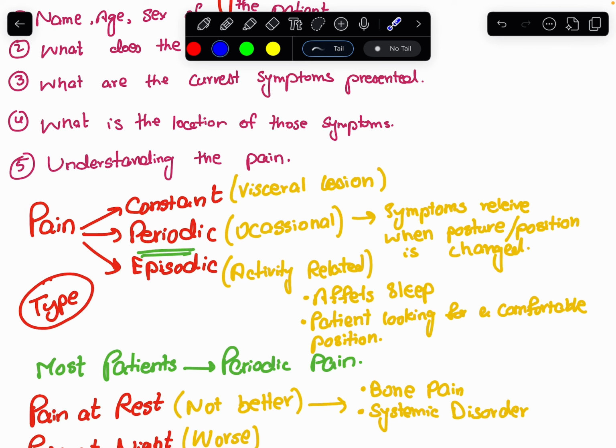So you have to assume that maybe there is some kind of visceral lesion involved in this case. Now, what is a visceral lesion? Visceral lesion means that there is some kind of soft tissue, internal damage inside the body, or the soft tissue or some other kind of body part deep inside is affected.